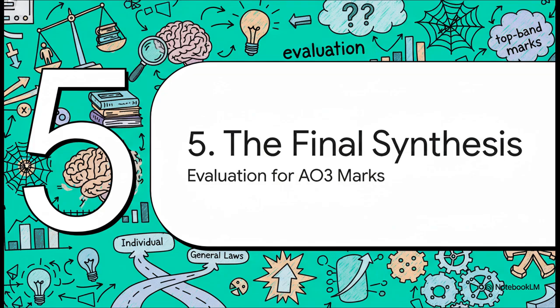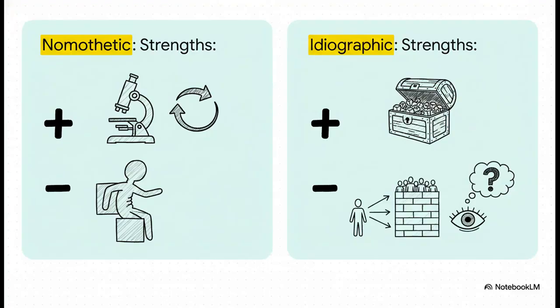Okay, let's pull all these threads together now for our final section. This is where we get into evaluation. And thinking critically about this stuff is absolutely the key to unlocking those top band AO3 marks. So let's do it. So here's the classic head-to-head comparison. On the nomothetic side, the strengths are obvious, it's scientific, it's replicable, and it leads to practical applications. The big downside? It can be pretty reductionist. You can kind of lose sight of the whole person when you're just looking at averages.